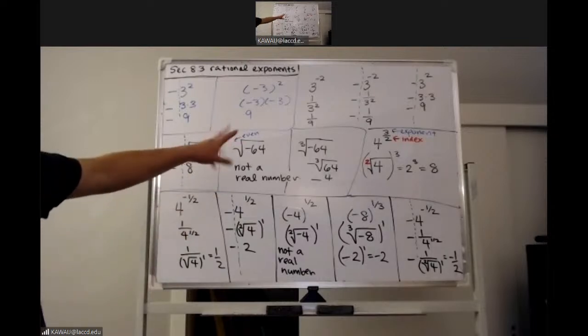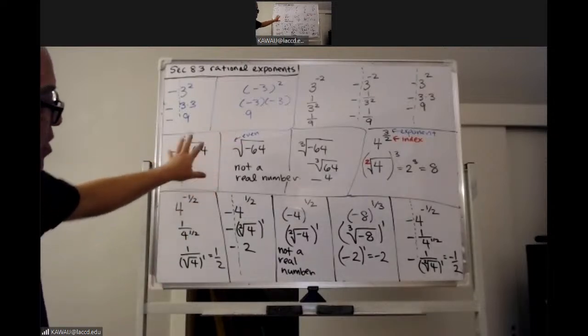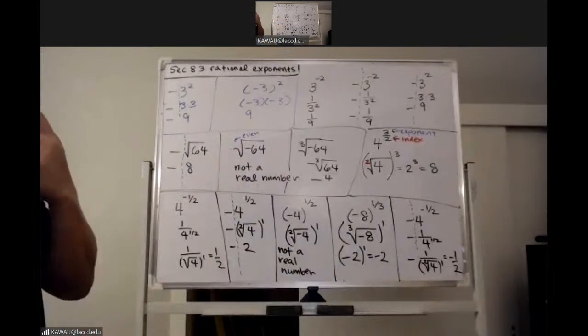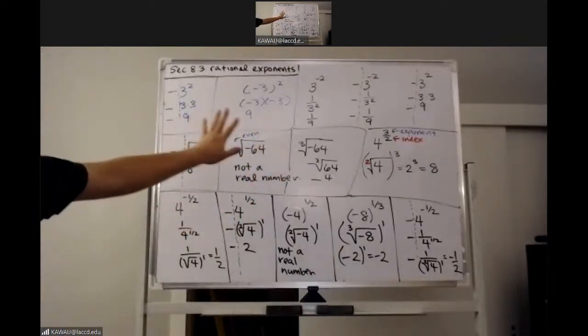So the last three sections, they have a lot of small little problems like this. So this is sort of your guide to all of it. This is the key page.